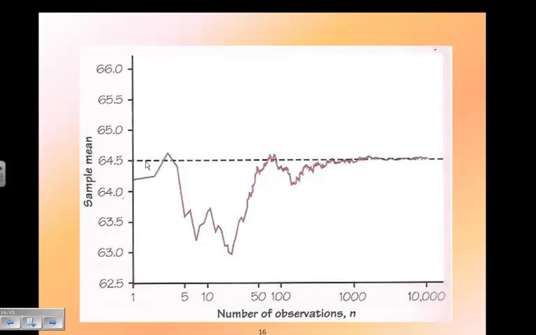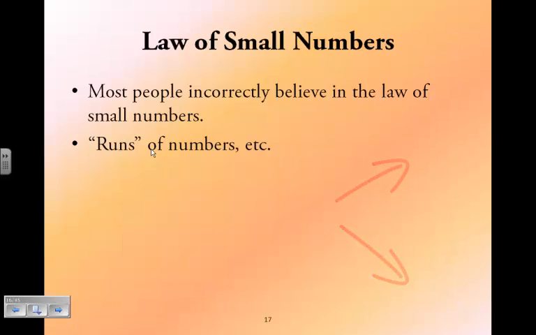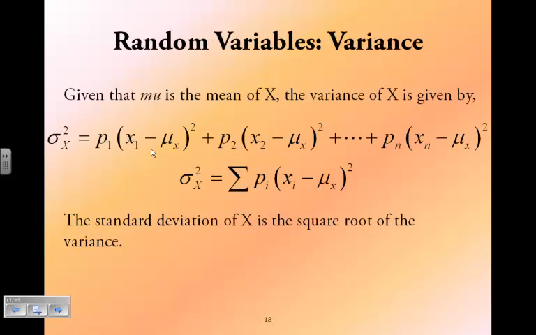But as the number of observations gets bigger and bigger, the sample mean will get very, very close to the population mean. And so you can see that after 10,000 observations, my sample mean is very, very close to the population mean, which we know is 64.5. Some people will then incorrectly believe that there is a law of small numbers, and that's just totally not true. There is no law of small numbers. Even though you can flip a coin and get heads 10 times in a row, that happens, that's randomness, that does not equate to some sort of law of small numbers.